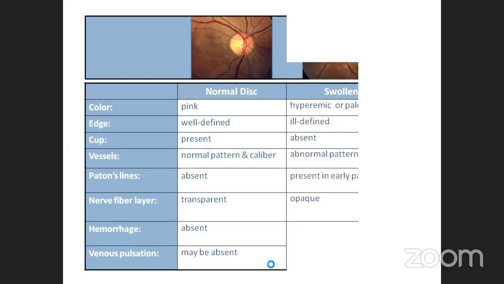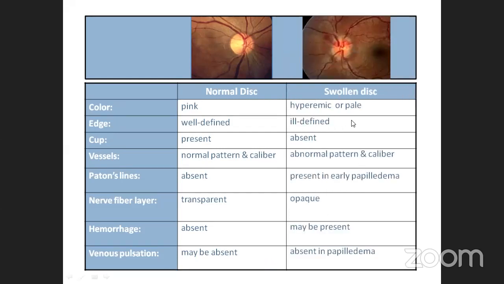What about a swollen optic disc? A swollen disc is hyperemic or pale in color with ill-defined edges. The cup is filled or absent. The vessels show an abnormal pattern and caliber, and may be dilated or tortuous. Pattern lines are present in epithelial edema. I'll show you the picture. The nerve fiber layer is opaque around the optic disc. There is opacification of the peripapillary nerve fiber layer. Hemorrhage may be present, or exudate also. Venous pulsation is absent in papilledema. If you have a patient with bilateral optic disc swelling and you can see venous pulsation, then this is not papilledema.